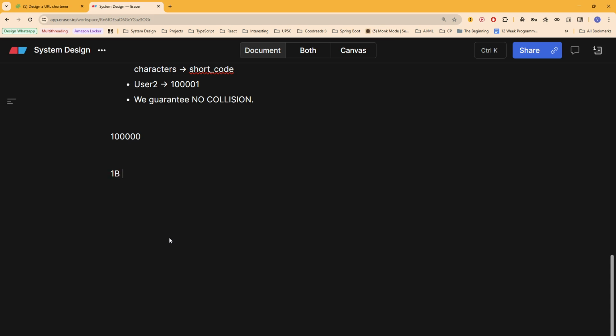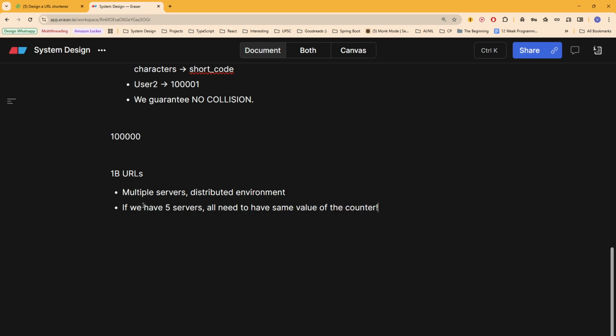If we have one single counter, right now we haven't talked about scalability. We have to support 1 billion URLs. It cannot be supported on one single server. We will have multiple servers, which means we are in a distributed environment. If we have to support 1 billion URLs and there is only one single counter, then if we have 5 servers, all of them will need to have the same value of the counter. Now how can we do that?